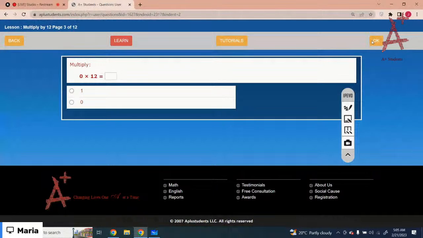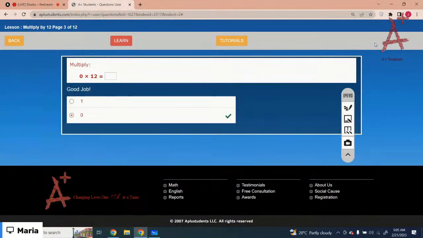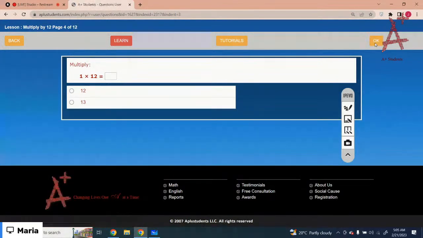Okay, the next one is 0 times 12. So 0 times 12 is 0. Multiplying any number by 0 makes it 0. Got it? So 0 times 12 is 0. Okay, the next one is 12 times 1. So 12 times 1 is 12. Got it?